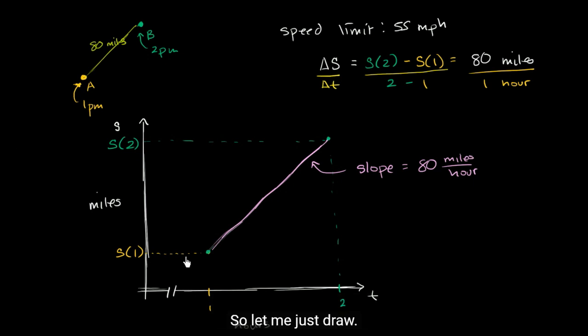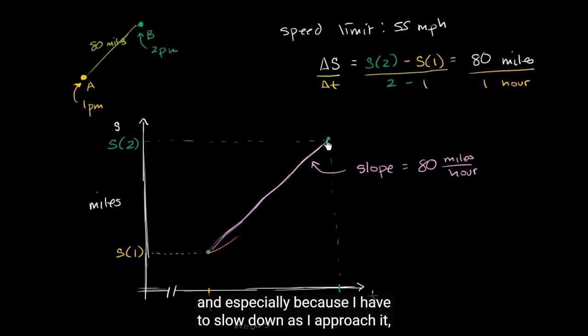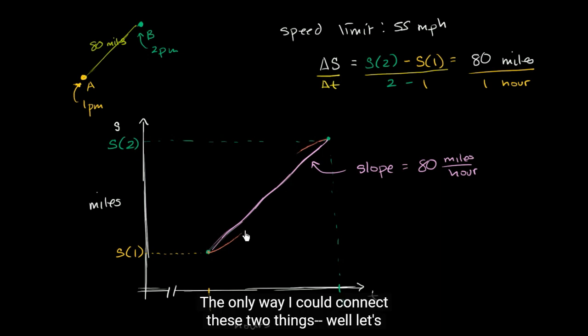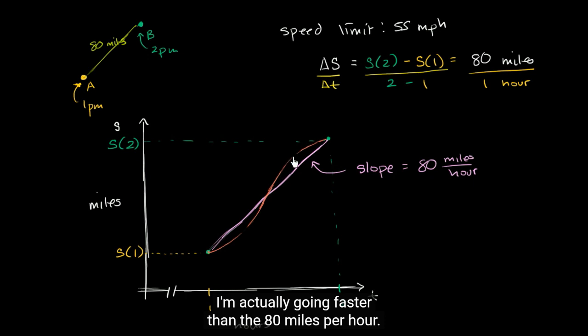So let me just draw. We can imagine, let's say, I had to stop to pay at a toll booth to register where I am on the highway. Then I start to accelerate a little bit. So right now my instantaneous velocity is less than my average velocity. I'm accelerating, and that's the slope of the tangent line. But if I want to get there at that time, and especially because I have to slow down as I approach the toll booth, the only way I could connect these 2 things is that at some point I'm actually going faster than 80 miles per hour.